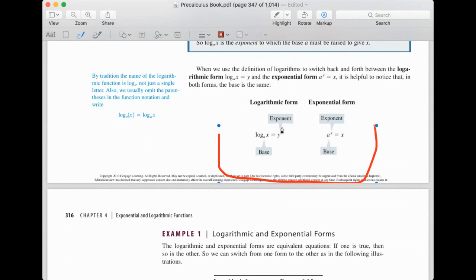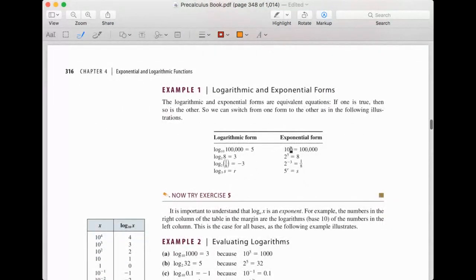So this y is the exponent. This is important to remember. A is the base, and it stays the base. Y here is the exponent. So log gives us the exponent of the base. Let's see some examples. 10 raised by 5 equals 1 followed by 5 zeros, right? We can rewrite this as log base 10 of 100,000 equals 5. Base 10 is still base 10. Log is the exponent; 5 now becomes the exponent of 10.